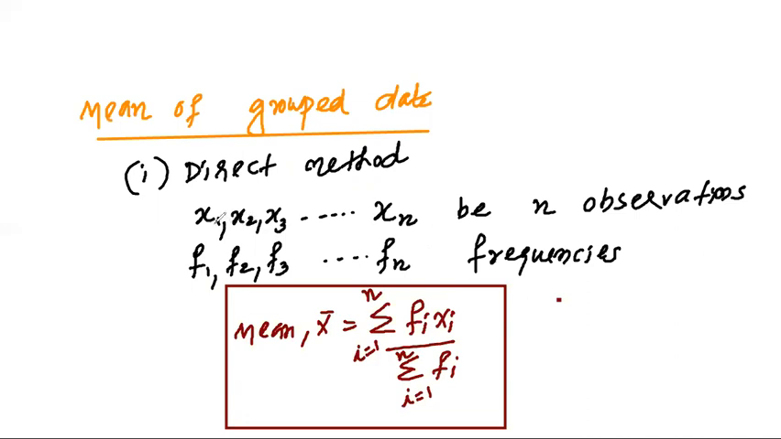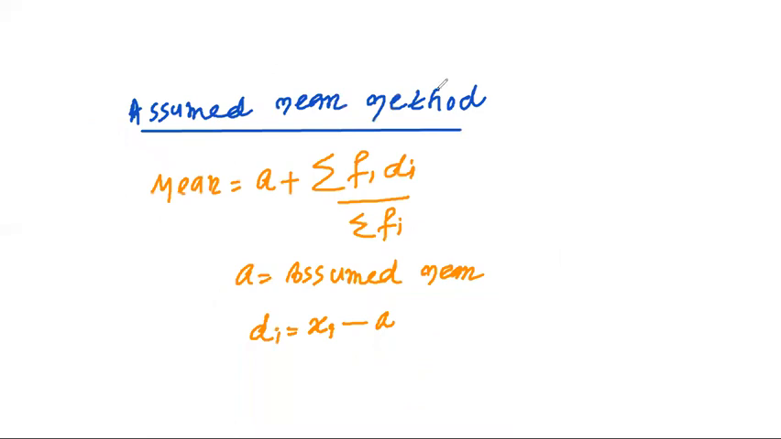What was direct method? X1, X2, X3, Xn are the n observations. F1, F2, F3 up to Fn are the respective frequencies. Then mean X bar is given by the formula. X bar is equal to sigma fi xi by sigma fi. I think you are familiar with this formula. Now, assumed mean method is there to evaluate mean of a grouped data. The formula was the same thing we have learned in grade 10th. Formula was like mean is equal to a plus sigma fi di divided by sigma fi. This a was assumed mean and this di was xi minus a.